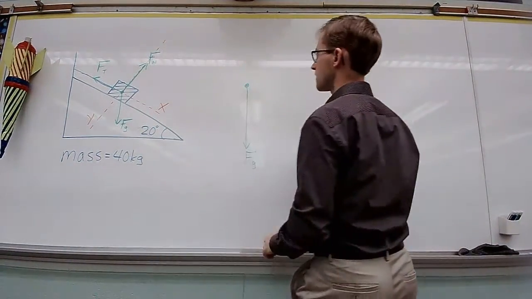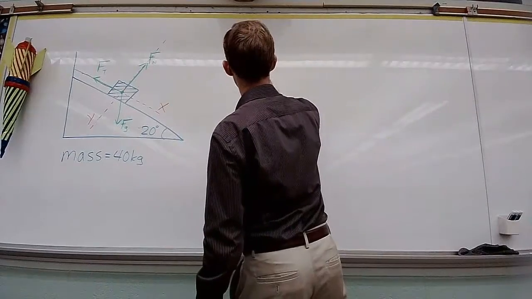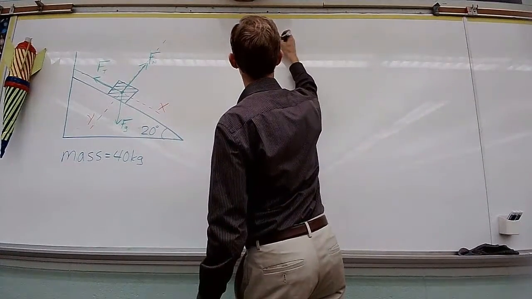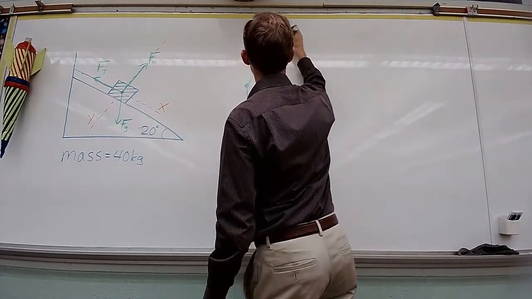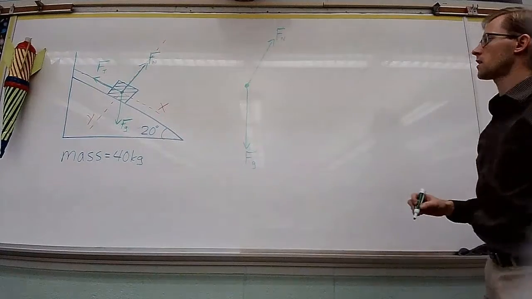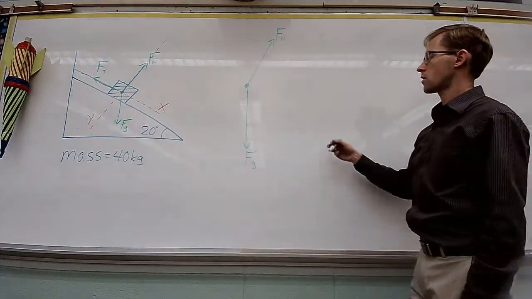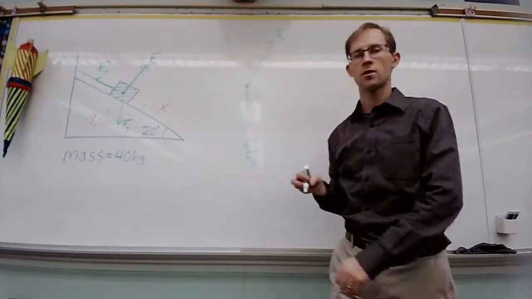So gravity is down. Normal force is up and to the right a little bit. Of course, tension force is going to be up and to the left.